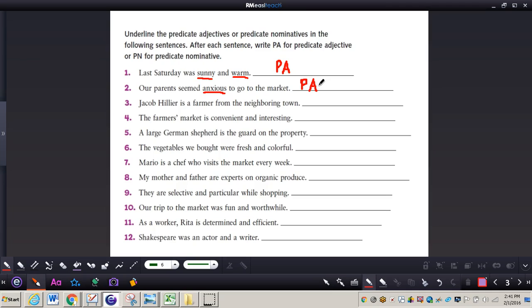Now for number 3, it says Jacob Hillier is a farmer from the neighboring town. So remember, a predicate nominative is a noun or pronoun in the predicate that renames or identifies the subject. So we know Jacob Hillier is the subject, and farmer is identifying what Jacob Hillier is. So that would be a predicate nominative. And what I want you to do is complete numbers 4 through 12 all by yourself. And when you're finished, we can press play. I will have the answers for you. So pause the video now.